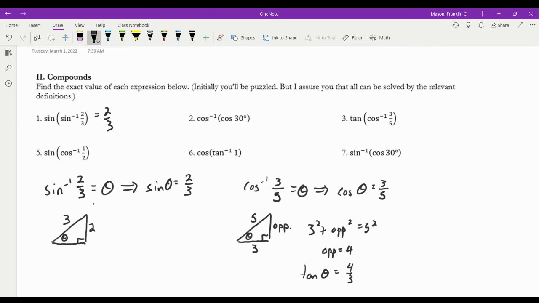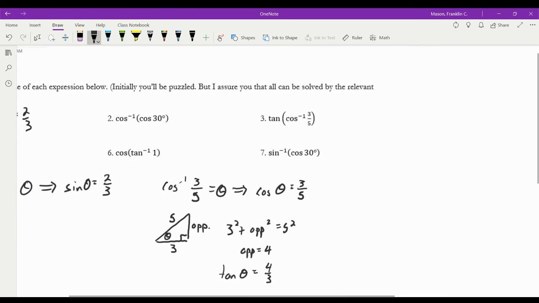And then let's finally look at number 7. Number 7 says the inverse sine of the cosine of 30 degrees. And notice that this one, the order is reversed. The outer function is the inverse function. The inner function is the one that is not. But still, we ought to be able to make sense of what this is.